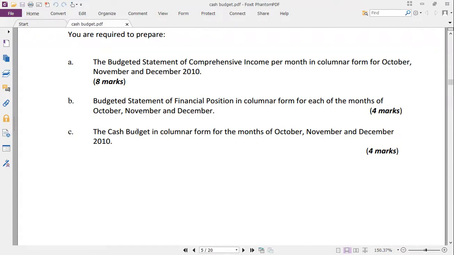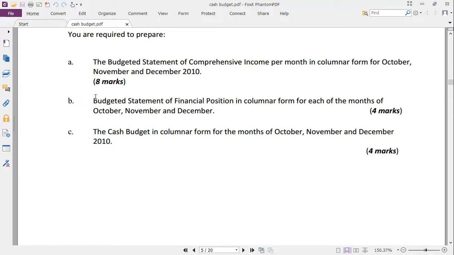Good. And do the cash budget. Because if I don't know the balance of the cash, I may not be able to prepare the financial position. So I need the cash balance, or the cash budget balance, as the cash and cash equivalents. So I'll be able to prepare the financial position.